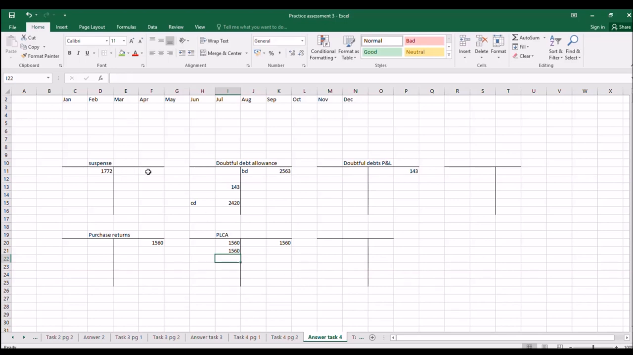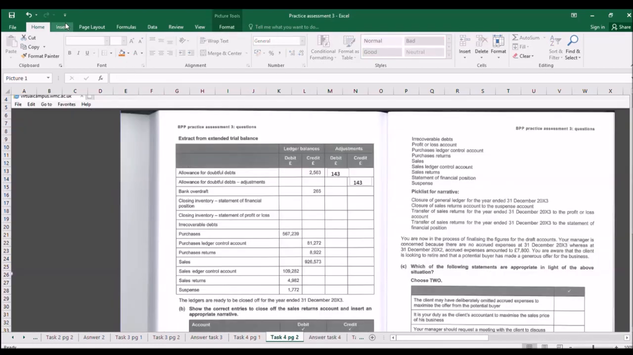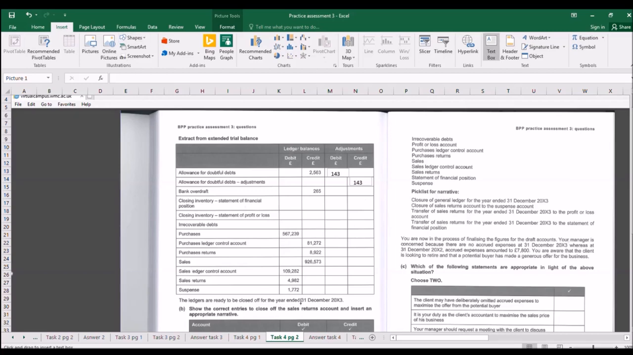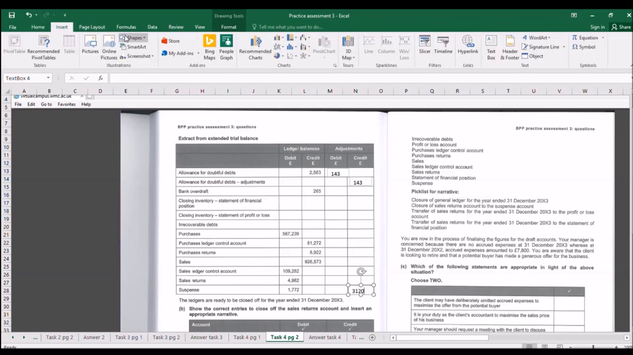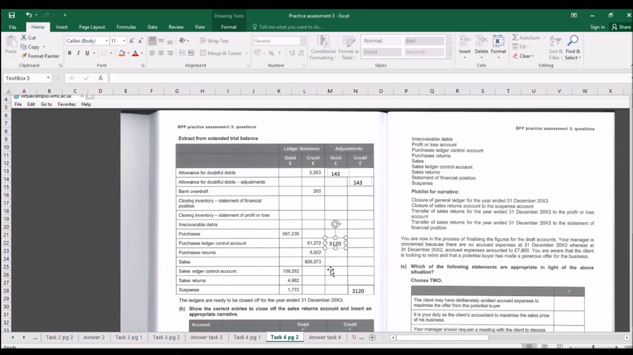So, and we'll need to do the opposite to that, which will be the credit there of those two. So that will be one there. So let's go then back to here. Then suspense account is going to be 3120. So suspense account credit 3120. And we're going to debit the purchase ledger control account twice, that amount 3120. Right, okay, so there we go. So that's that one done.